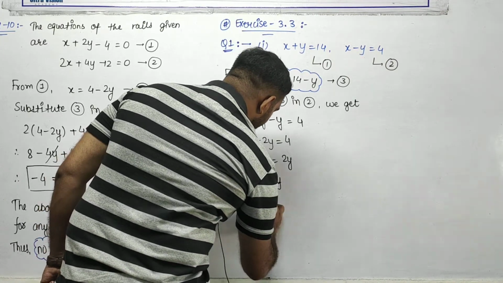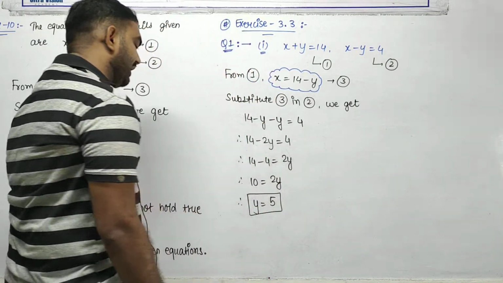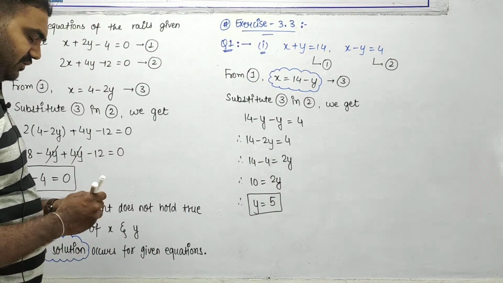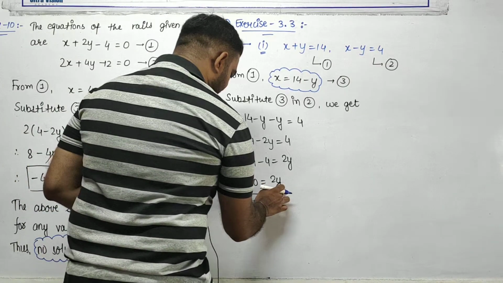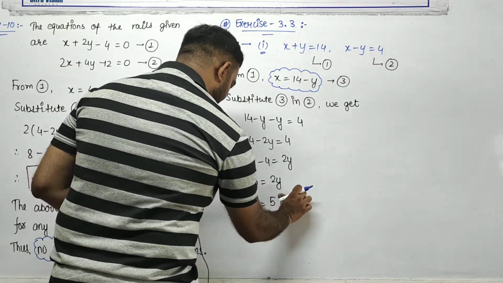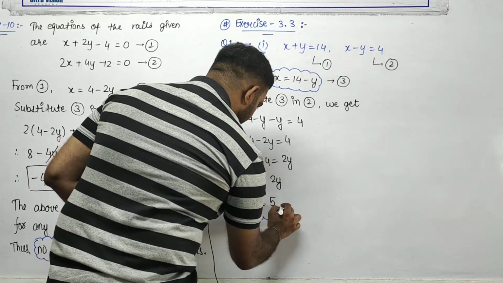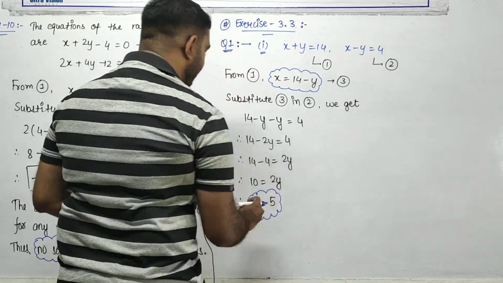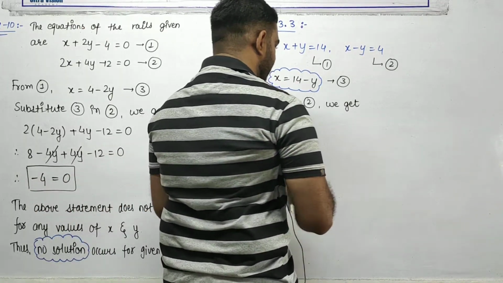And hence, I'll get y is equal to 5. Right? So this is the first value of the variable that we got here: y is equal to 5. Now we shall re-substitute this y equals 5 in where? In the third equation, result 3.